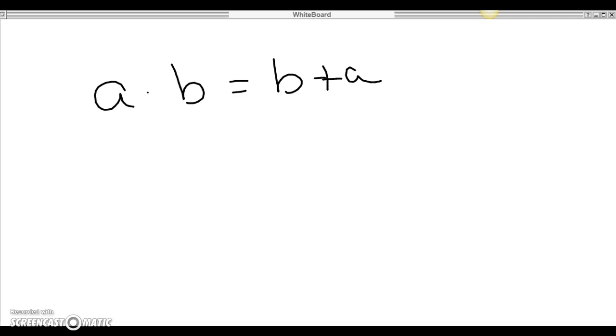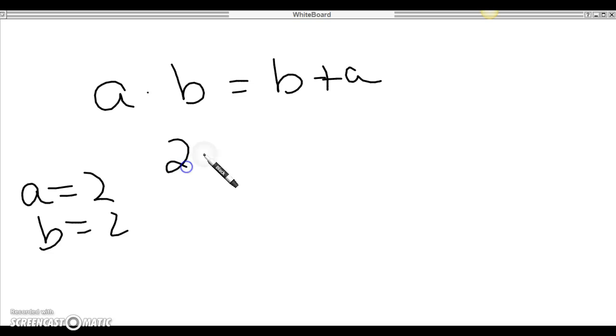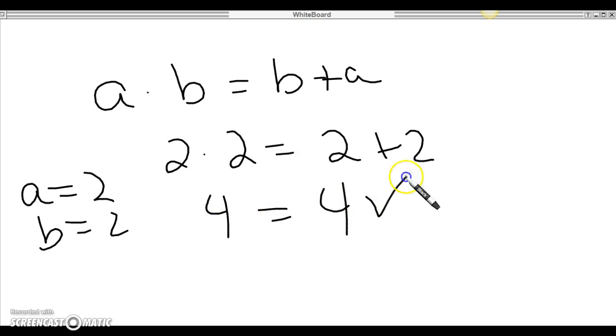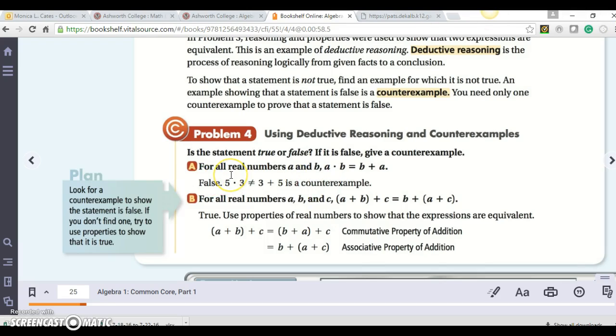It might be true, I know for a fact, if a equals 0 and b equals 0, that's true. Let's try 2. So if a equals 2 and b equals 2, so 2 times 2 equals 2 plus 2, which is 4 plus 4. So it is true for some values of a and b, but just not for all real numbers a and b. It says for all real numbers a and b, and it's not true for all real numbers. So I hope that this helps.